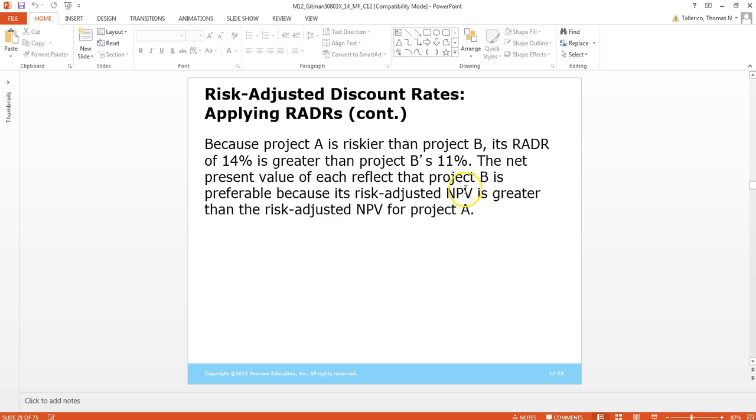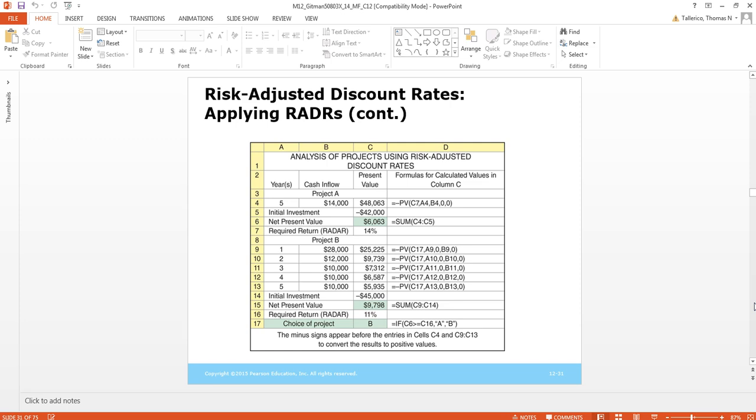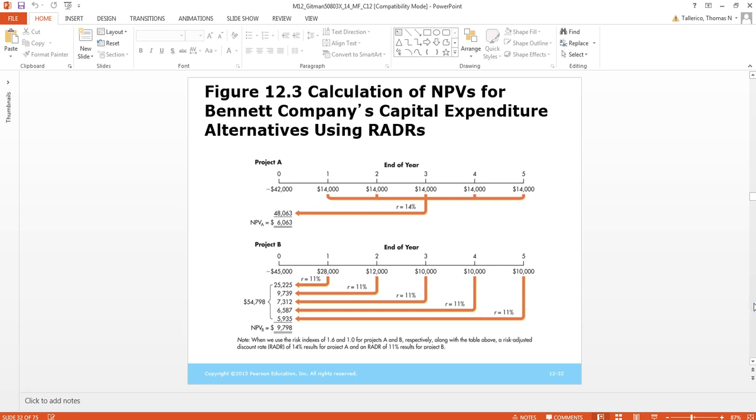Basically, project B is preferable because its risk-adjusted net present value is greater than A's. The one with the higher net present value is important. And if you're using a financial calculator or a Microsoft Excel spreadsheet, you can go through these. Here they are applying the risk-adjusted discount rate. Right here was project A with the initial investment of $42,000, and here are the cash flows, and here was project B with the initial cash outflow of $45,000, and here are the cash flows.